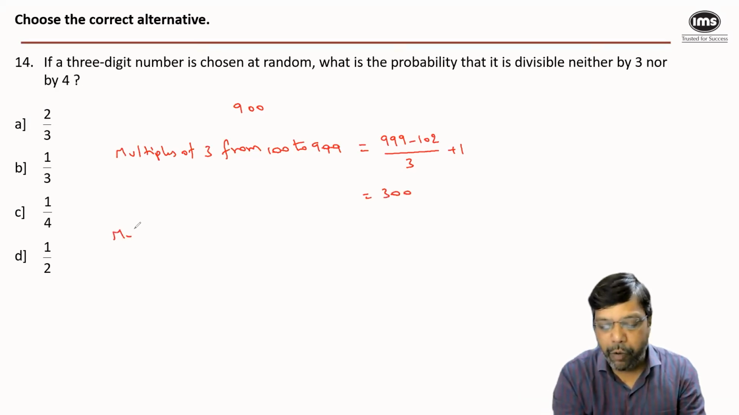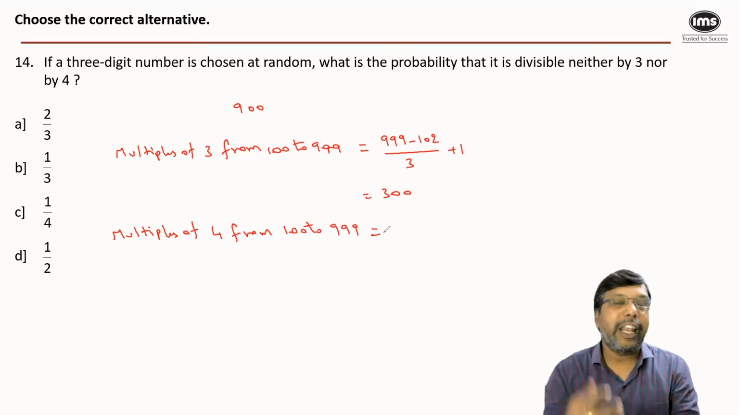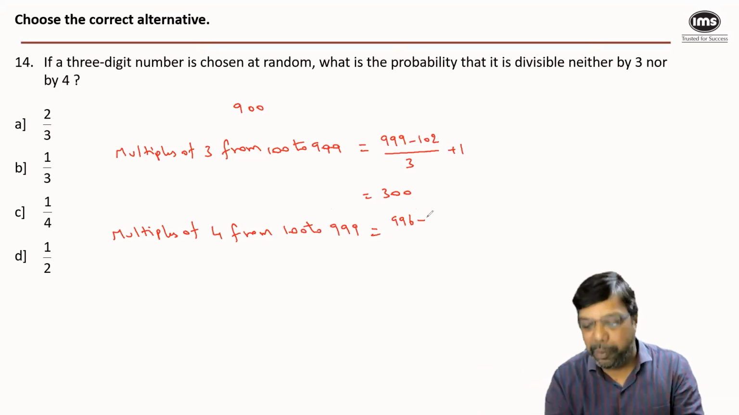Similarly, if we want to find multiples of 4 from 100 to 999, the largest 3-digit multiple of 4 is 996. The smallest 3-digit multiple of 4 is 100. So the total number of multiples of 4 we will have is (996 minus 100) by 4 plus 1, which is equal to 225.